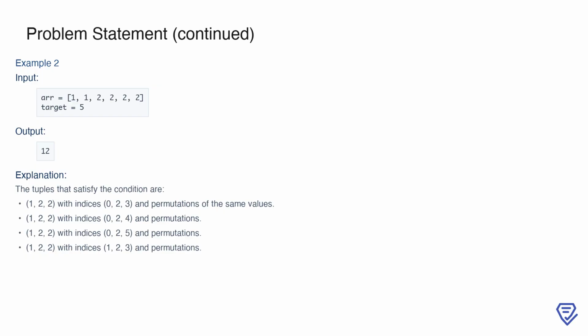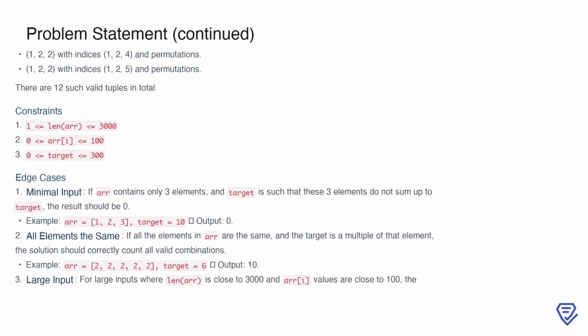Similarly, 1, 2, 2, with indices 0, 2, 4, or 0, 2, 5, also contribute valid tuples. By systematically exploring all such combinations while respecting the condition i < j < k, we find that there are exactly 12 valid tuples in total that meet the criteria. To continue, the remaining permutations of 1, 2, 2 include indices 1, 2, 3, 1, 2, 4, and 1, 2, 5. Each of these satisfies the required conditions, contributing to the total count of 12 tuples.